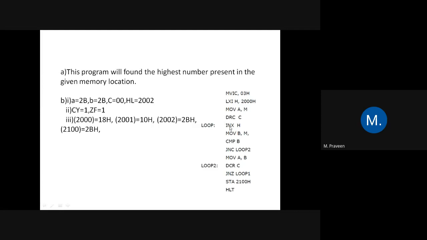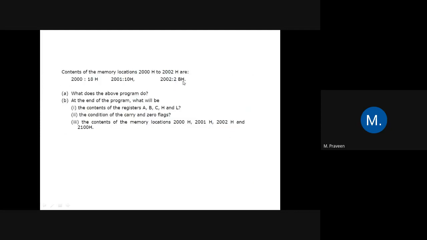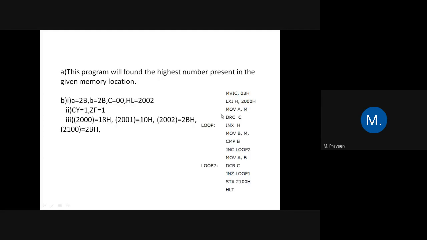Here it again does INX H. The previous HL value is 2001, so if you increment the HL value again, it will become 2002. Again MOV B, M: from 2002 we have some data, and that data is moved to B. In 2002 we have 2B, so that value is moved to B.